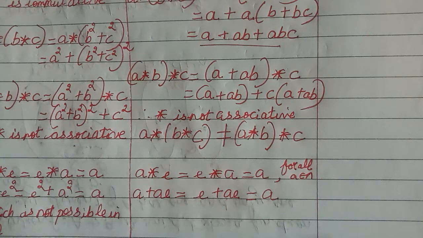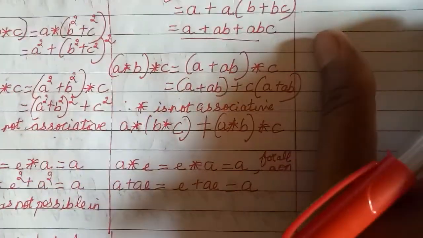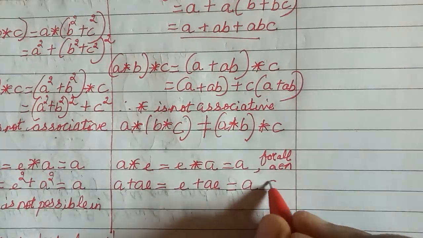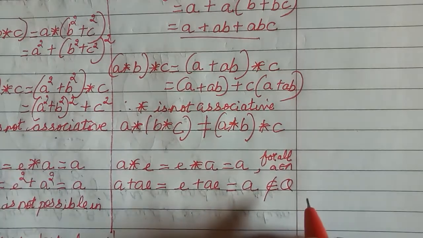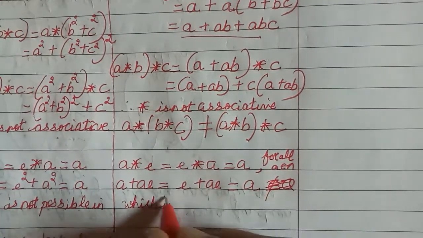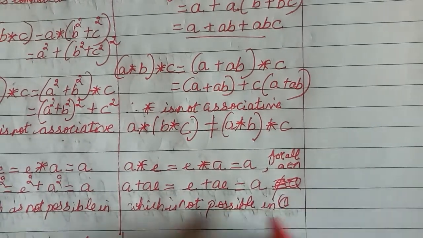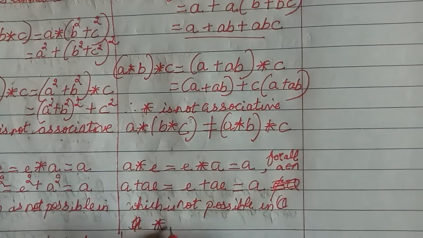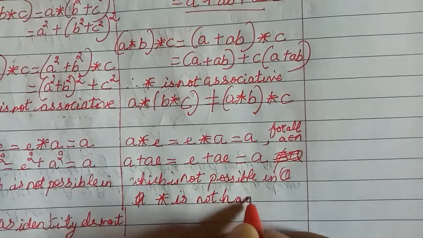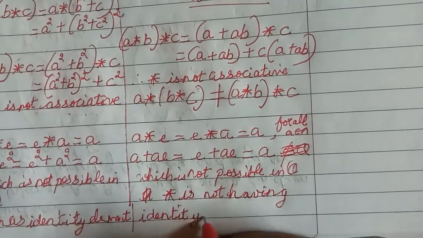It may be true for one case, as I showed you in the previous case. It may be true in one case, but we don't want so many identities. We want one unique identity. So this is not possible in Q. It does not belong to Q. We can write it like this, which is not possible in Q. Therefore, star under this definition does not have an identity element.